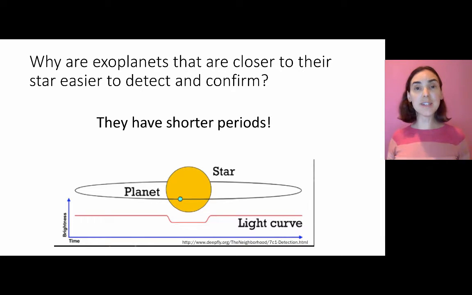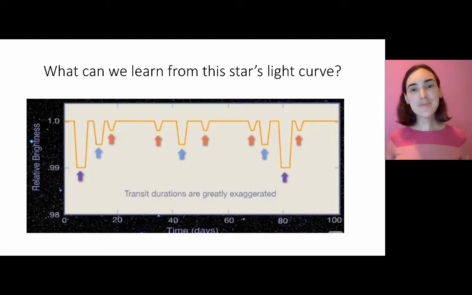And so if the period of a planet orbiting its star is on the order of many years, well, we wouldn't have had time to confirm that yet. So we've only been able to confirm the ones that are closer in. Let's look at a typical light curve from a star, and you can tell that if you see these dips, which have been greatly exaggerated, you can immediately see that there are 3 planets orbiting this star.